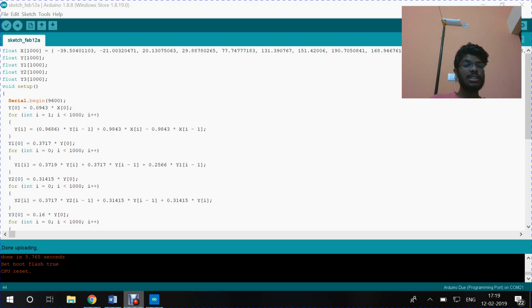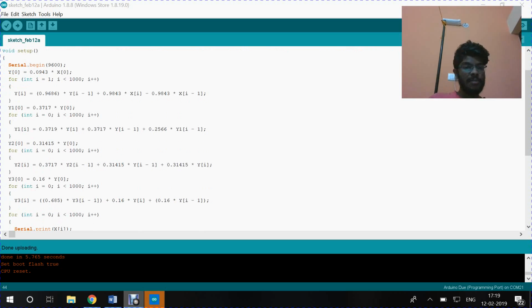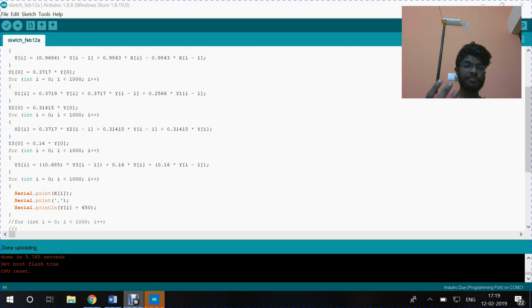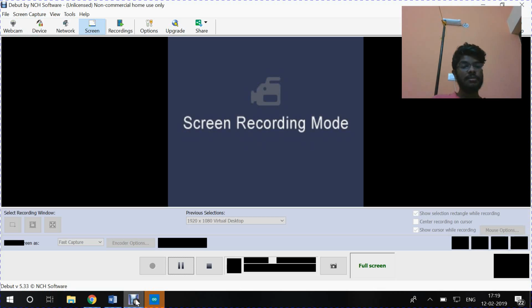Now again we will consider the same low pass filter with a cutoff frequency of 5 hertz. Previously it was 10, and now we are doing it with 5 hertz, using the same process of the pole zero placement approach. We will calculate the transfer function, which is found to be y of n is 0.685 into y of n minus 1 plus 0.16 into x of n plus 0.16 into x of n minus 1. Now we will be able to plot the diagram.